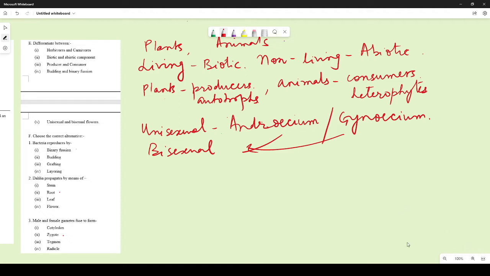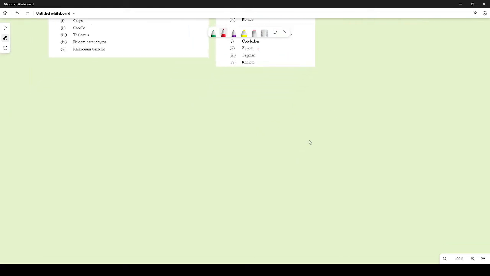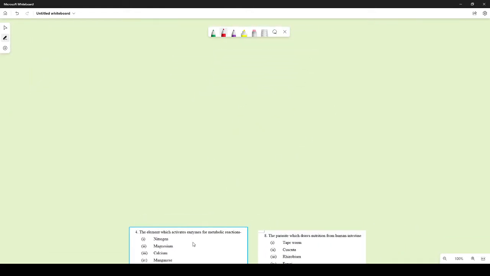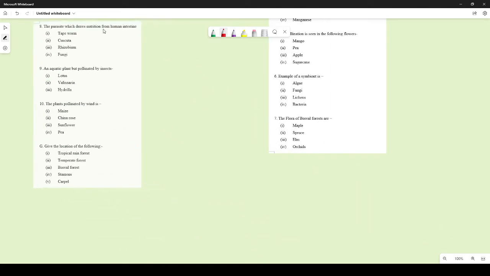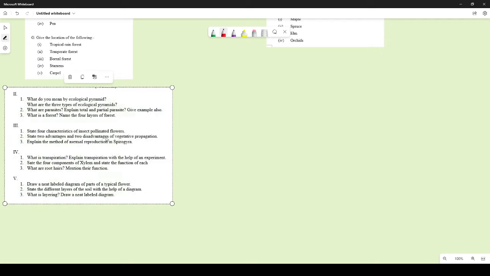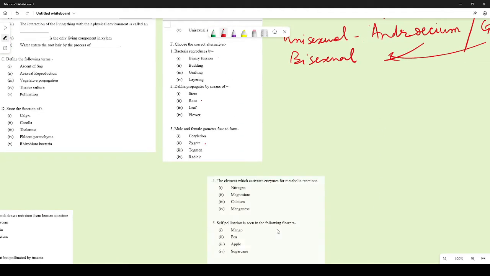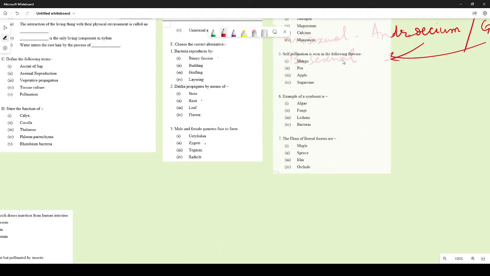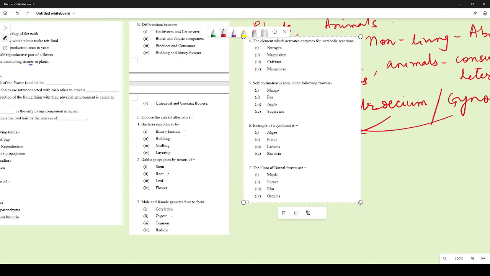Now let us bring up the next paper over here. Move it ahead so that it is easier to find. Okay, so let us come to the next one now. This is just the objective type of questions that are there.